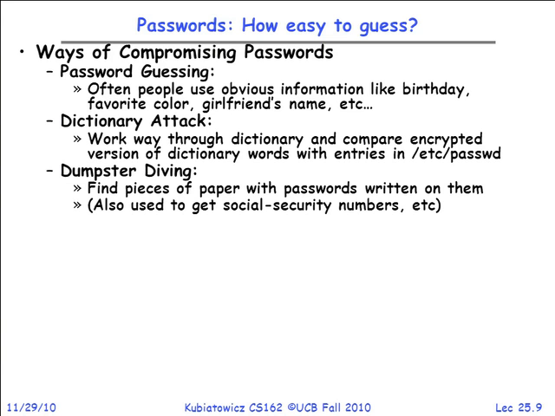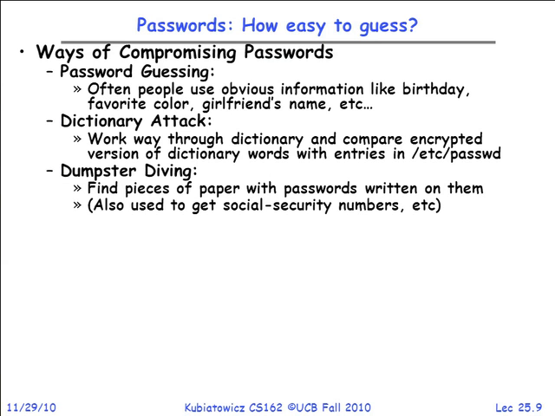So this is using the dictionary as a decryption algorithm. Whenever you're told never use a word for your password, that's because you can't allow a dictionary attack. There's a famous, probably the most famous first worm, the Morris worm, that actually had a dictionary attack as part of it. I will talk about the Morris worm briefly next time. And then finally, of course, there's dumpster diving.